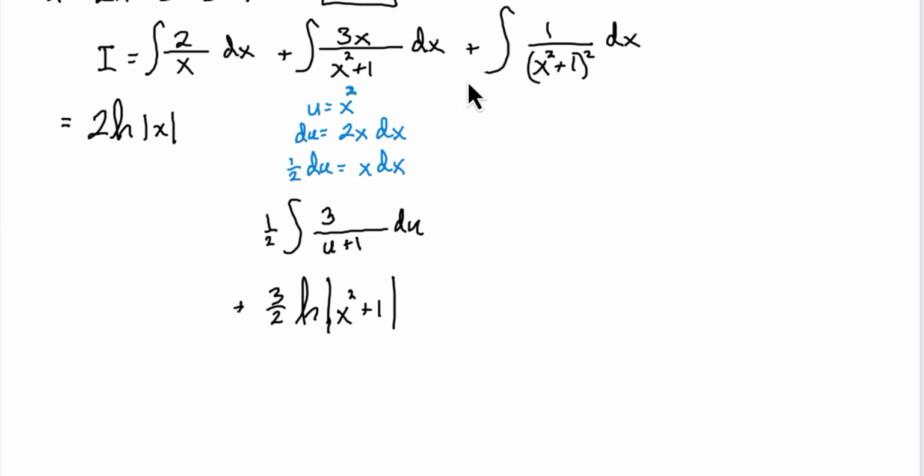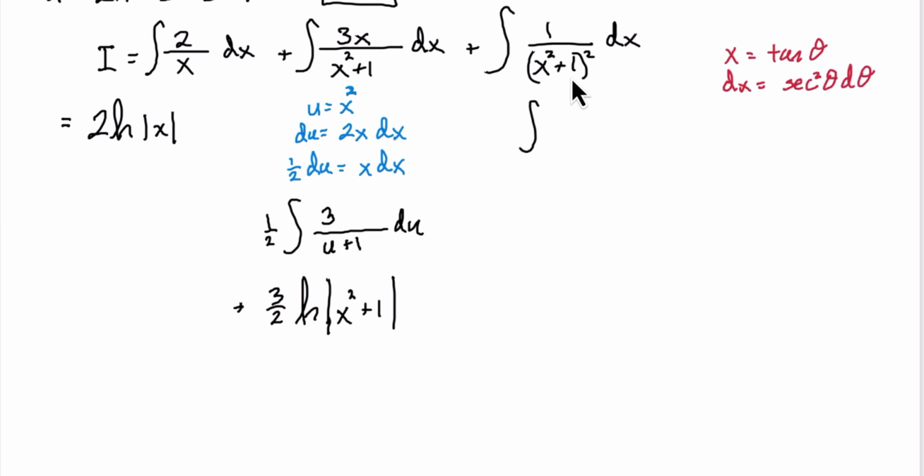The final integral is a little bit trickier. It's going to require some work. Notice that we have a variable squared plus a constant squared. If we think of that as 1 squared, this is going to eventually be a trig substitution. Let's let x be tangent theta. Then dx will be secant squared theta d theta.